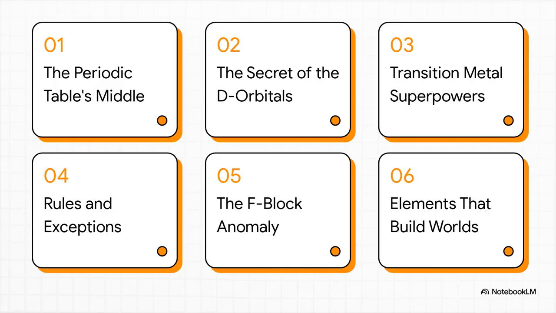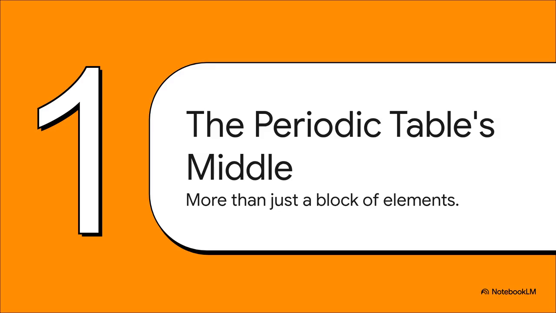So, here's the game plan for this explainer. We're going to start with their place on the table, then dig into the secret of the d orbitals. That's the key to everything. After that, we'll look at their awesome superpowers, a few weird exceptions to the rules, a really strange F-block anomaly, and finally, tie it all together to see how these elements build the world around us. Okay, let's kick things off.